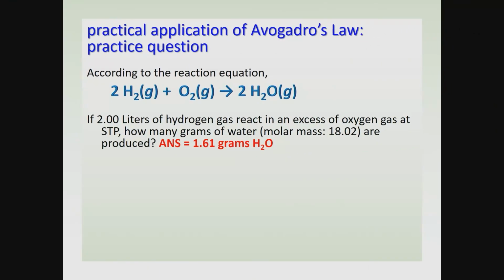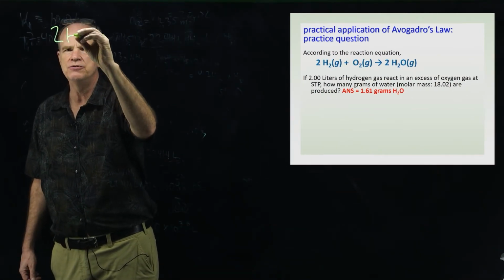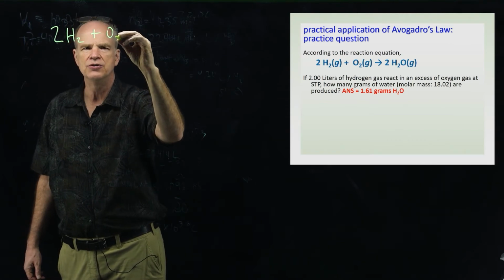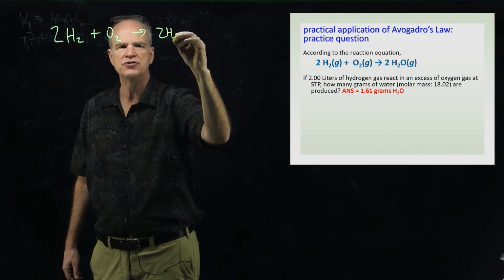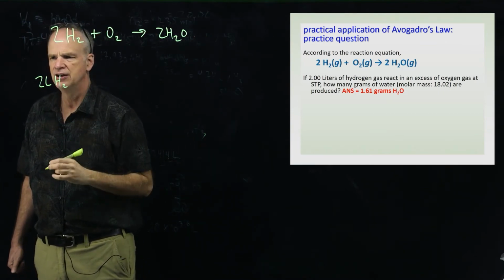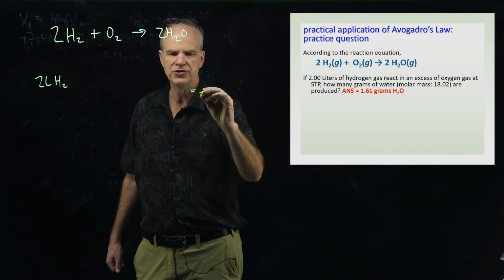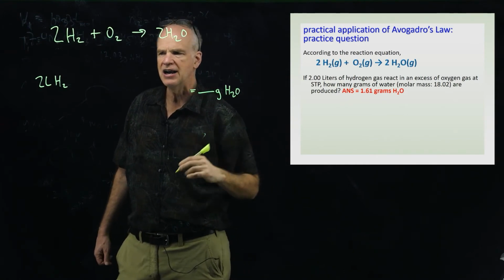Okay, we have another problem here. According to the reaction equation, it looks like it's the reaction of formation of water from hydrogen and oxygen: if we have 2 liters of hydrogen react in excess of oxygen gas at standard temperature and pressure, how many grams of water are produced? Let me write this equation out. We have 2H2 plus O2 gives you 2H2O. We have 2 liters of hydrogen gas, and in the end, we're trying to figure out how many grams of water are produced. So it's grams of water. There are actually 2 ways to solve this problem.